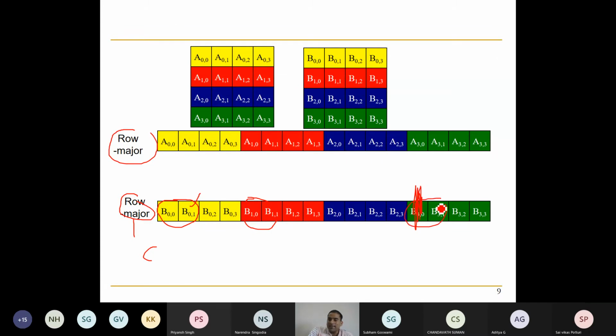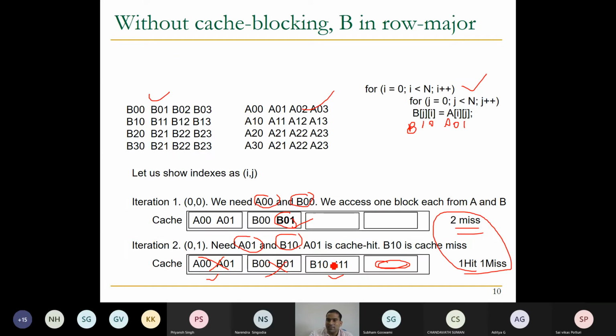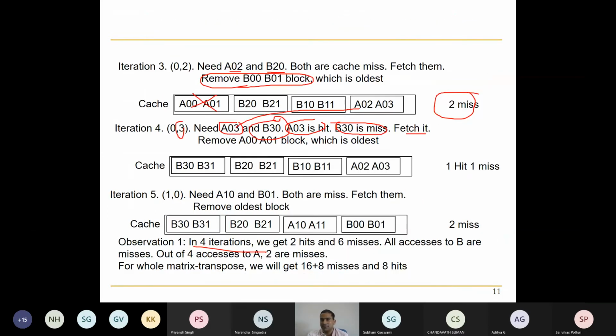B31. Yeah. So now we can see, because we have stored B in row major order, we are not accessing nearby elements. We first accessed this, then this, then this, then this. So we are not fetching nearby, right? Out of those 8 accesses in these 4 iterations, we had only two hits. This was 1 hit for A, this is another hit for A. All others are misses. That means 6 misses and 2 hits. Especially for B, we did not have any hit. All accesses to B are misses. And out of 4 accesses to A, 2 are misses.